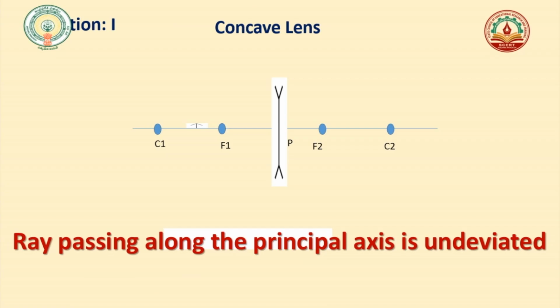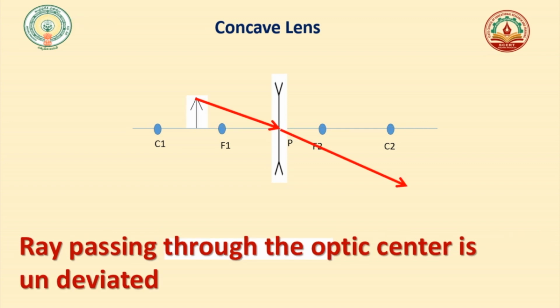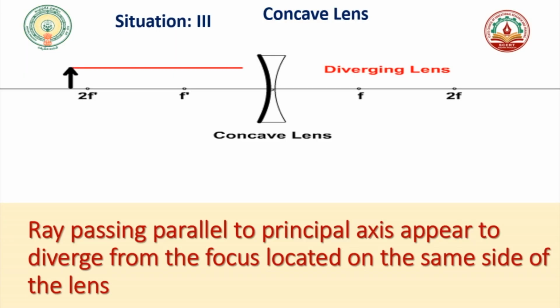Now the concave lens: the ray passing along the principal axis through the pole is undeviated. We already observed the same thing in the convex lens. Here you can observe the ray passing along the principal axis through the pole is undeviated. The ray passing through the optic center, that is the pole, is undeviated. If there is the same terminology with different words, like optic center and pole, you have to explain those also.